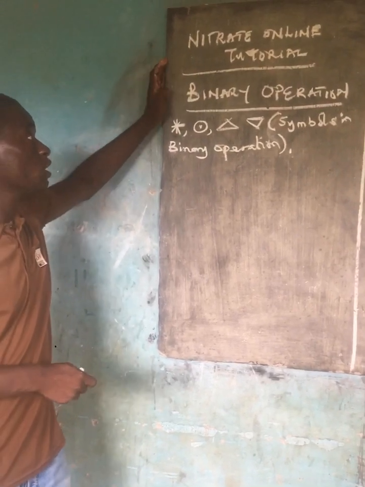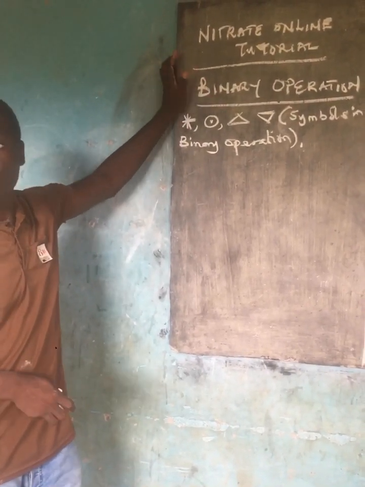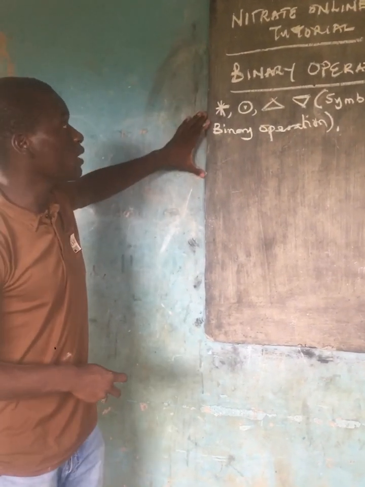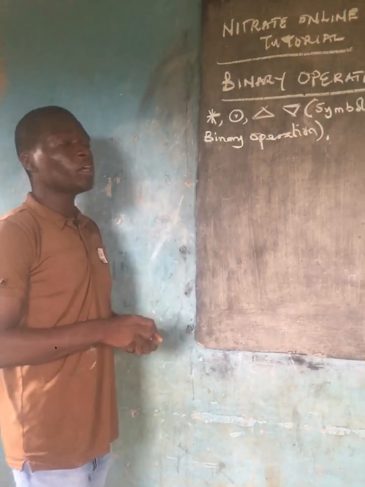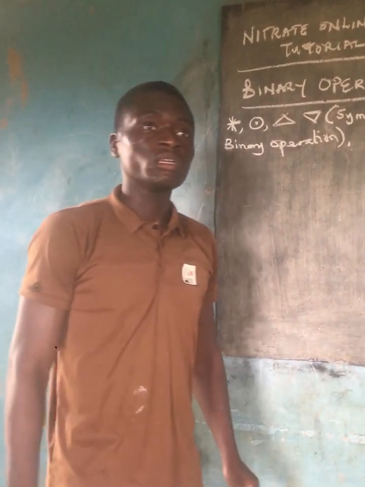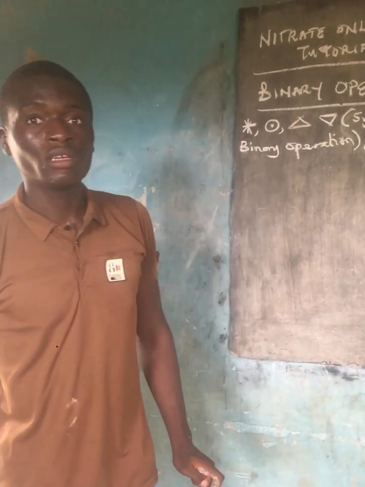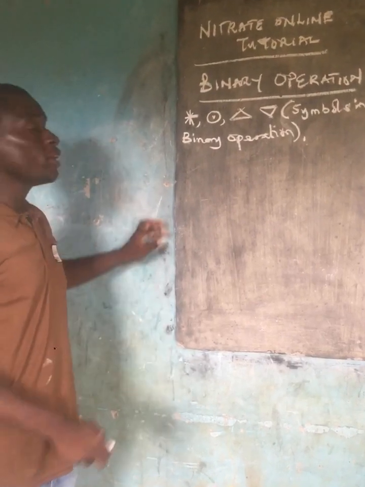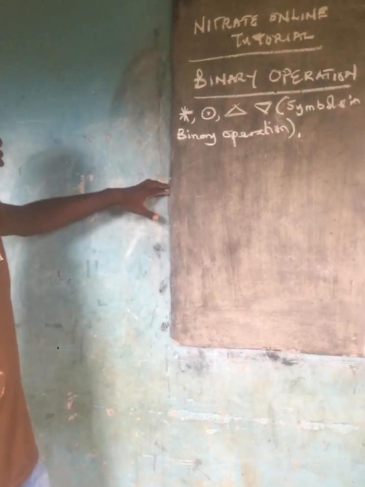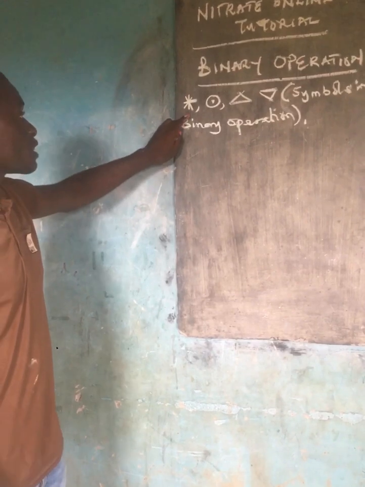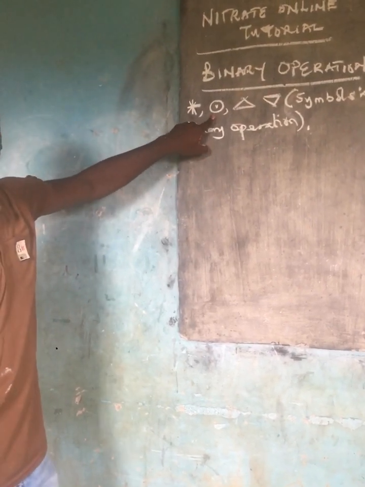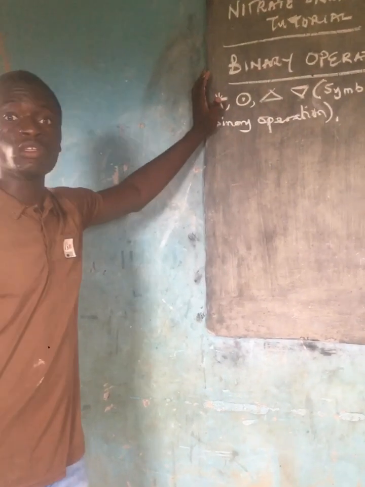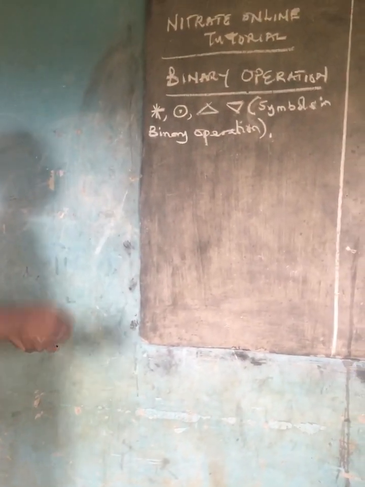Today, I'll be talking about the topic binary operation. First of all, what is the meaning of binary operation? Binary operation is an operation in mathematics that deals with combination of sets. In binary operation, I'll be making use of the following symbols. I have asterisk, I have this circle here, I have this, and I also have this. We're going to make use of all these symbols.